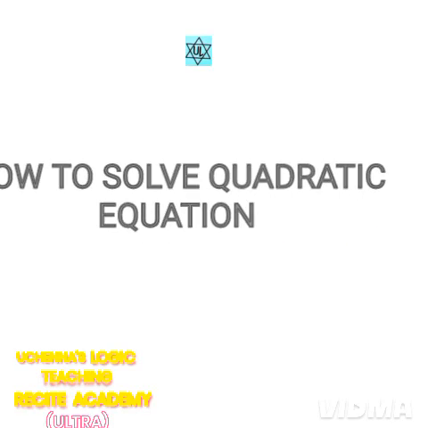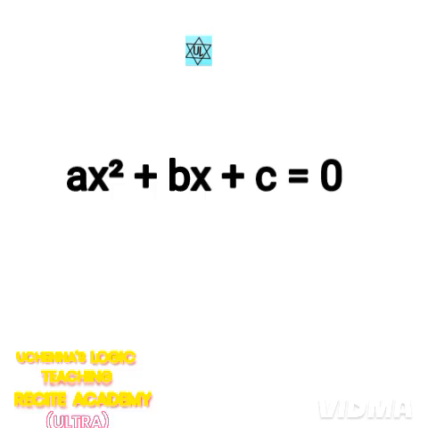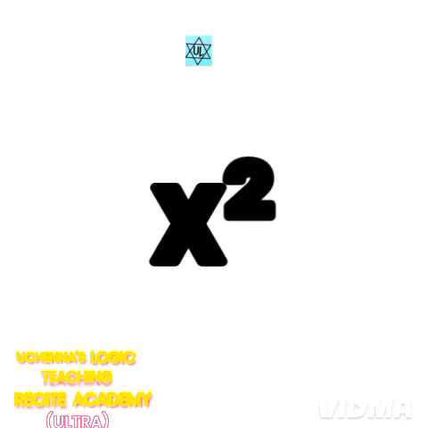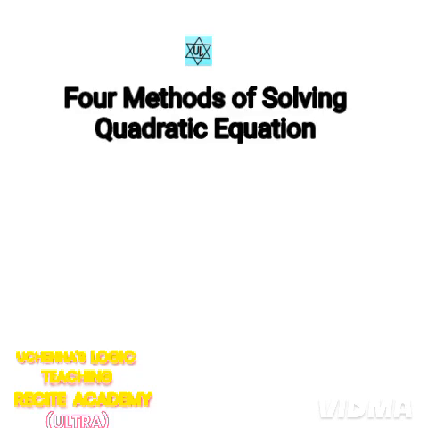Firstly, you need to know the three constants of a quadratic equation, which are a, b, and c. Constant a is the coefficient of x squared, constant b is the coefficient of x, and constant c is the constant term. The equation is equal to 0. In every equation, if you see x squared, you know that it is a quadratic equation.